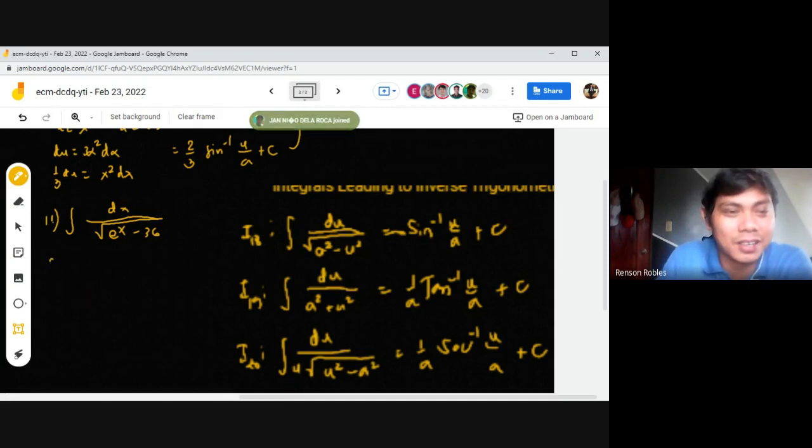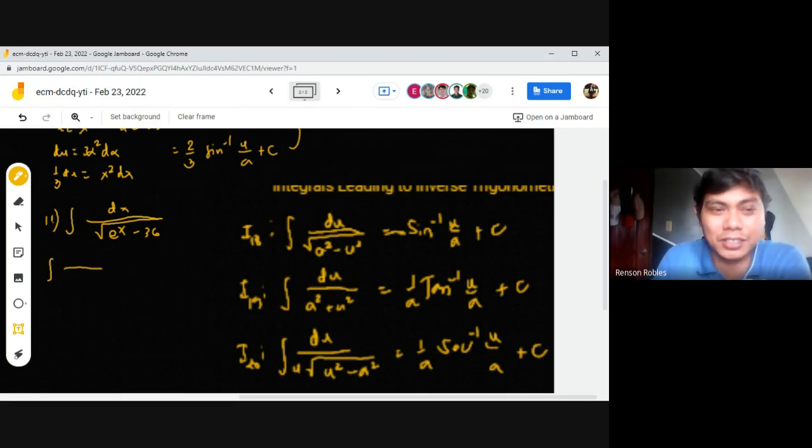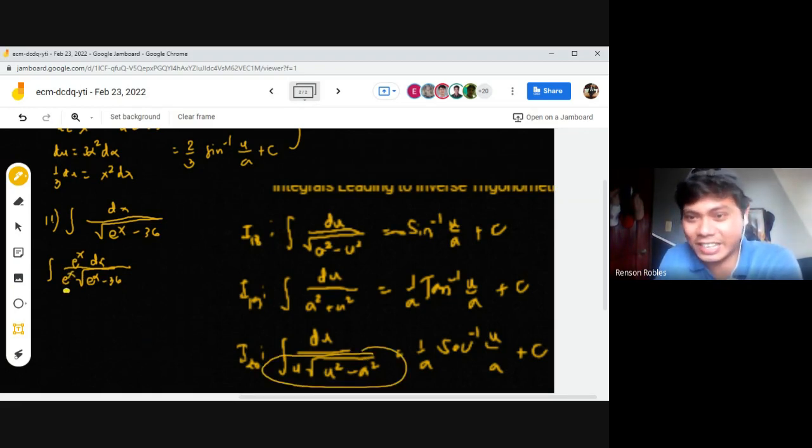Ganito siya. Di ba sabi ko sa inyo, whenever there's an e function, si dx dapat may katabing e function. So, in this case, you have e to the x minus 36. So, there's an e function here. So, dapat si dx must go along together with that same exponential function. In this case, that's e to the x. Okay? So, I write e to the x here, so I must do it also on the denominator. So, it might look like this. Kasi, there's already e to the x outside the square root. You get my point? Okay?